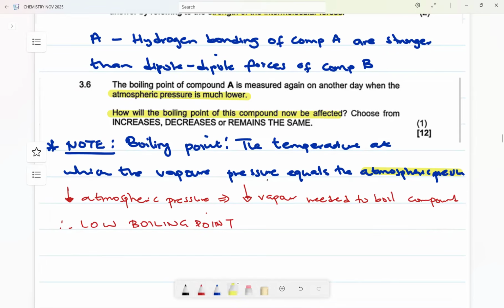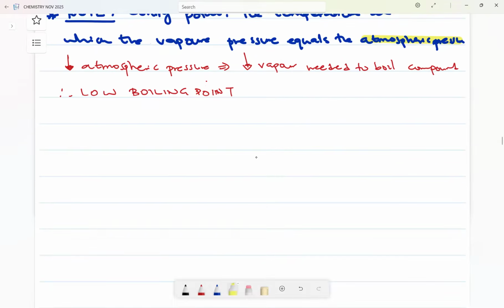So now we can choose confidently our answer. The answer here is decreases. It's going to decrease. Okay, good. That was a good question. Question 3. Question 4.